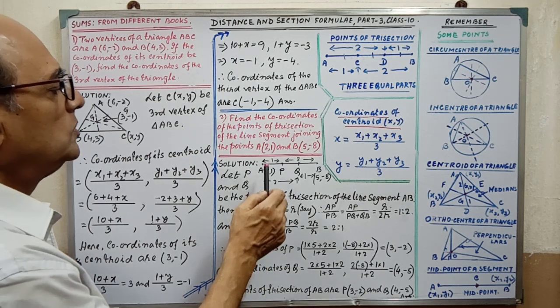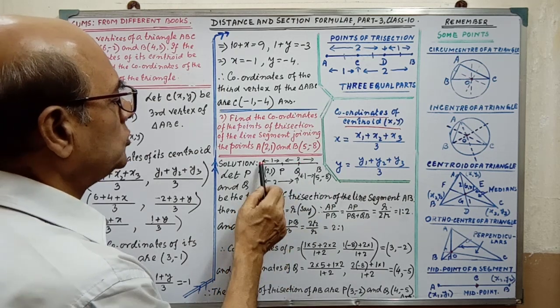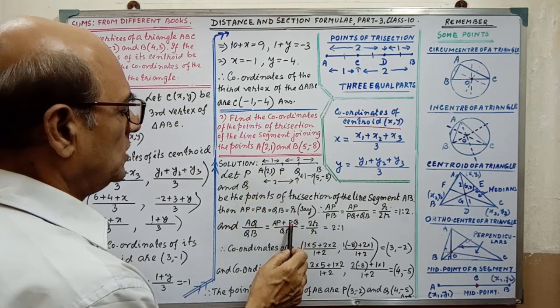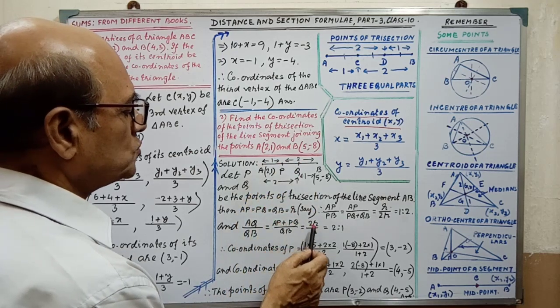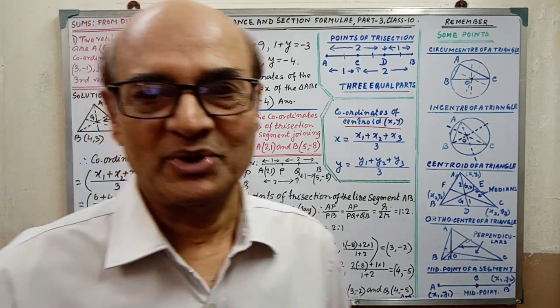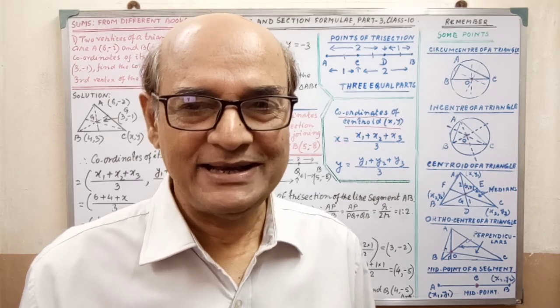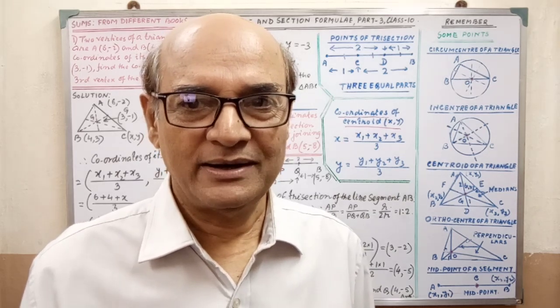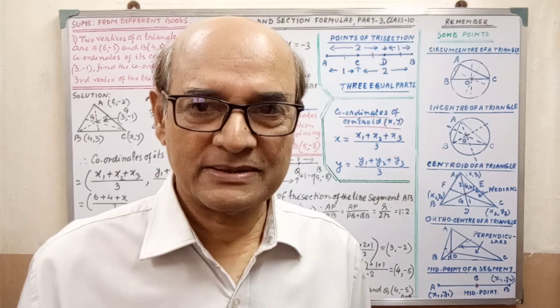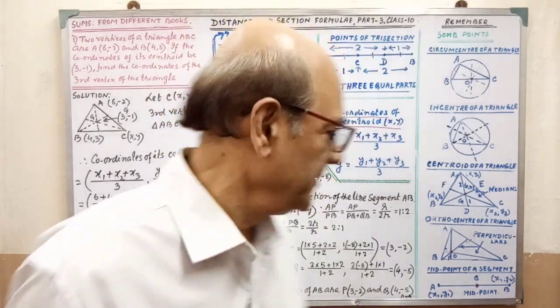Similarly, AQ by QB. In place of AQ, we may write AP plus PQ, that is 2R, and QB, that is R. By simplifying, we are getting 2:1. This part you have to notice attentively, then easily you will understand how the ratio is coming. First point 1:2, and second point 2:1.